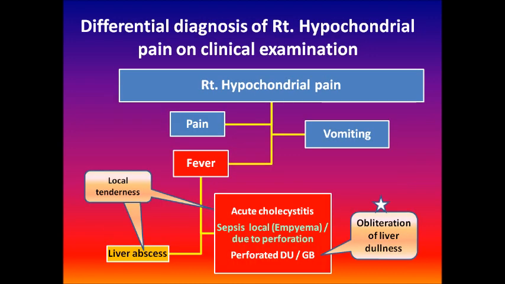In a patient presenting with right hypochondrial pain, vomiting, and fever, on clinical examination you may have only local tenderness if it is acute cholecystitis with mild infection or a liver abscess. If the sepsis is severe, if it is local, it might form an empyema, or due to a perforation, it may cause localized peritonitis. If there is a perforation due to an ulcer or gallbladder, the liver dullness will be obliterated and this finding is contributory.